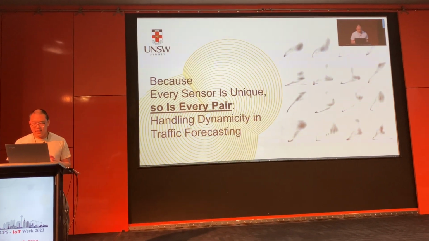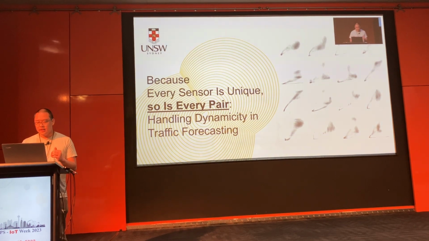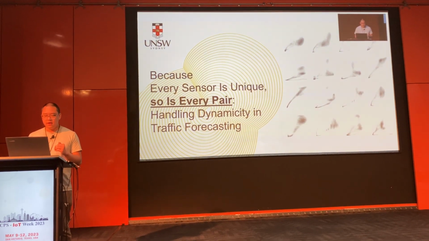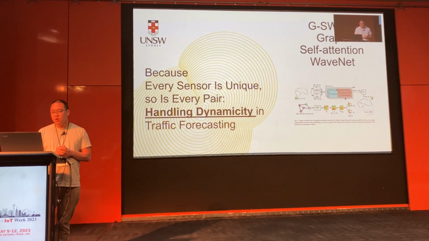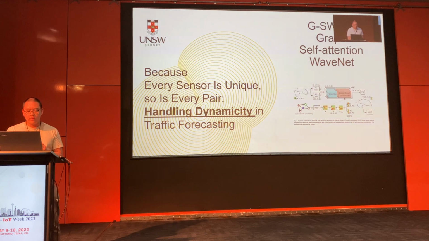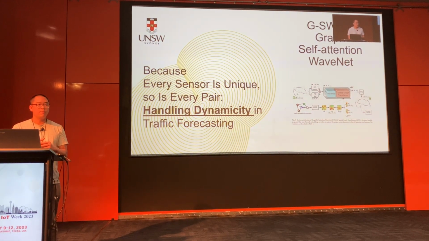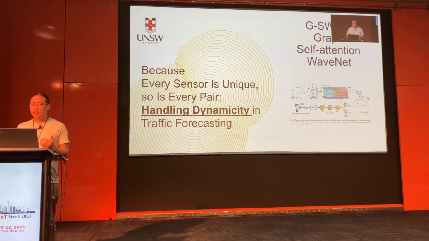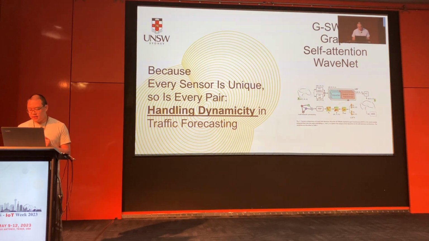And so that is our second point, right? We established that every sensor is unique, and every pair is also unique. So the question is, how are we going to handle this for traffic forecasting? And so we propose a new architecture called G-SWaN, which stands for Graph Self-Attention Wavenet.